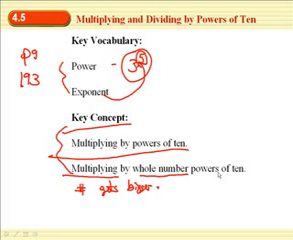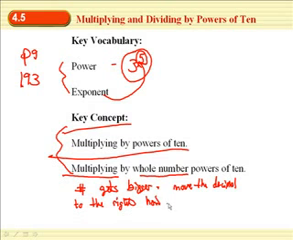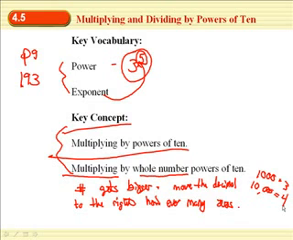So when you're multiplying by a power of 10, you move the decimal to the right however many zeros there are. Like 10, if it's a 10, you would move it one place. If it was 100, you'd move it 2 places because there's 2 zeros. If it's 1,000, you would move it 3 places. If it was 10,000, you would move it 4 places.